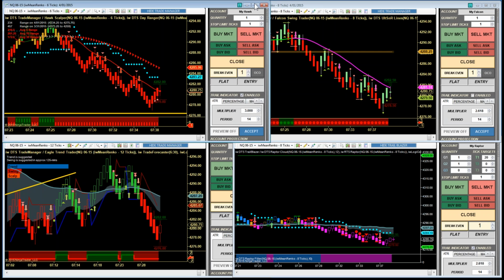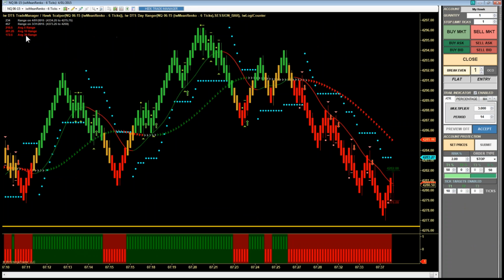Here is the last tool. I haven't really addressed this one yet. This one here that I have on my hawk in the top left corner is called the Day Ranger. Very useful tool. Another one of these add-on tools that you can put on any chart, regardless of whether you're running DTS or not. The nice thing about Day Ranger, this was actually developed by Omar El Tuki, who is the Forex guy who uses DTS.